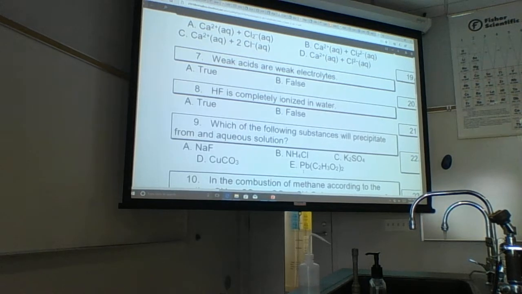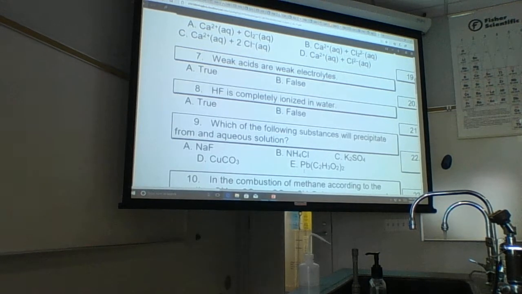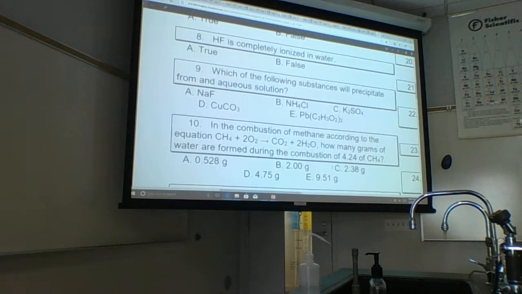Weak acids or weak electrolytes? That's true. HF is completely ionized in water. False. HF is a weak acid. Even though it's a weak acid, it's a very dangerous acid. HF is one of the most feared acids around because of its metathesis property.